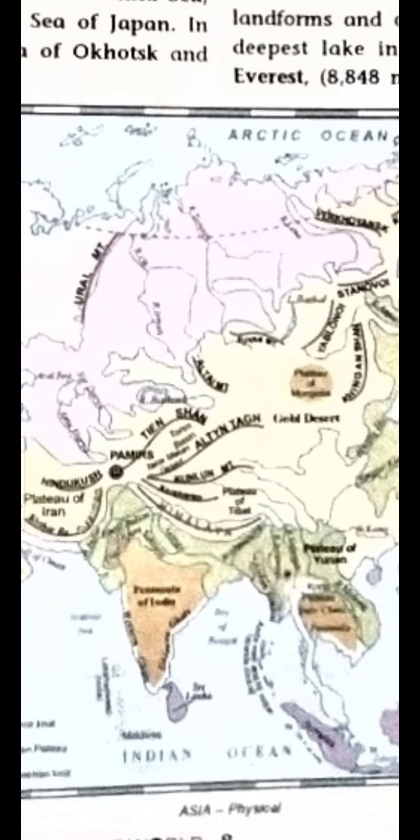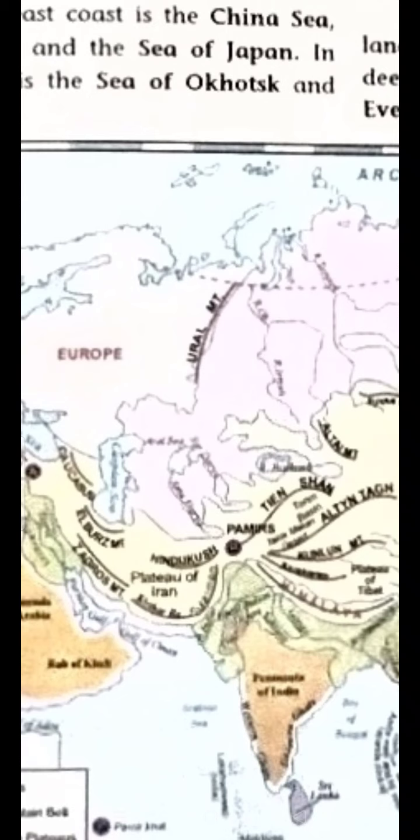In the west, the continent of Asia is separated from Europe by the low Ural Mountains. Now the Ural Mountains, you can see, children, this is a low mountain. That means these mountains are not very high. They are also called the Old Fold Mountains. That means they were formed at a very ancient time in the geological past, and over millions of years, they have got weathered and their height has become low.